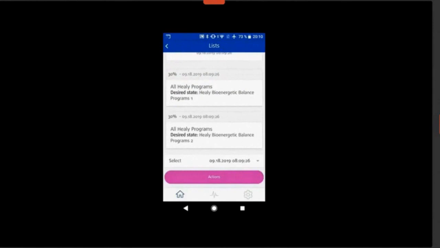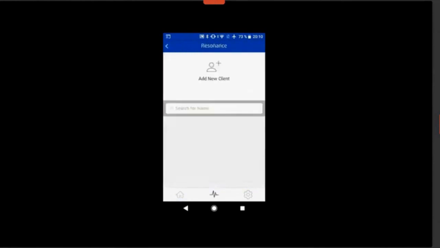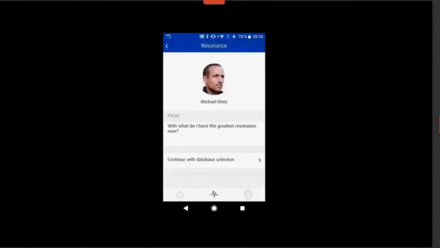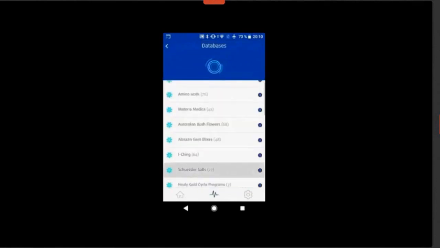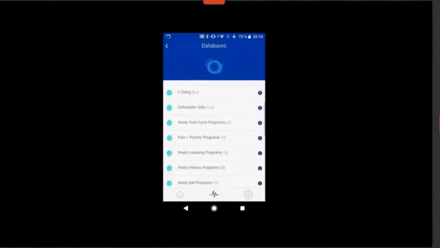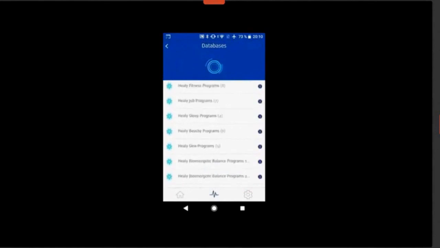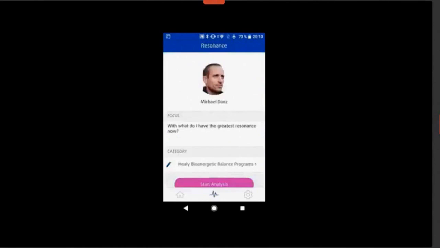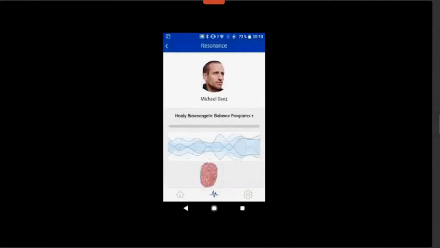So Healy Bioenergetic Balance Programs 1. Sounds good. I go back, resonance analysis, choose myself again, database selection, and now I'm going to Healy Bioenergetic Balance Programs 1. So now I do the next analysis in this category, because the first analysis was just about which categories I shall go into, and now I'm doing the analysis into which specific program in that category I should use right now.